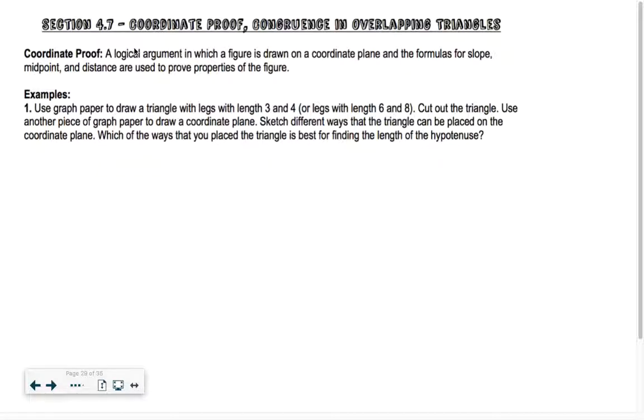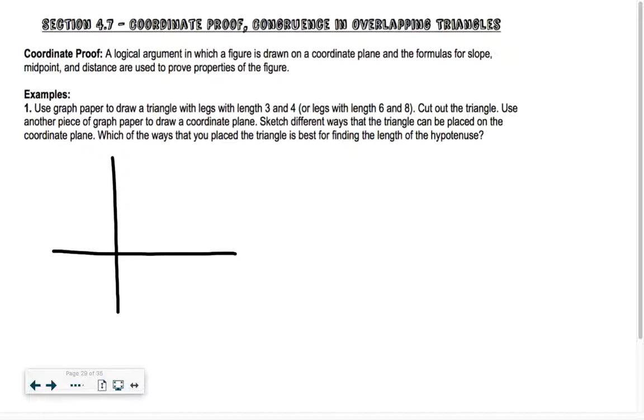Okay, so it says use graph paper to draw a triangle with legs of length 3 and 4 or 6 and 8. Cut out the triangle and then place it on another piece of graph paper to draw a coordinate plane. Okay, so I want all of you to think about how you can put a right triangle on here that has leg lengths of 3 and 4. Anybody have any suggestions? Yeah, Cam?